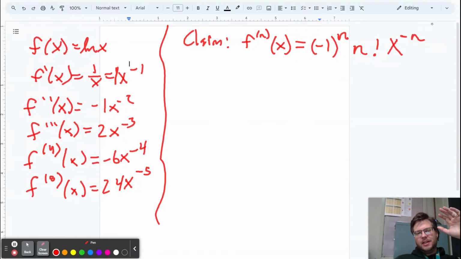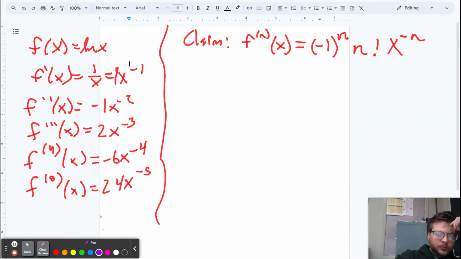Now, I think I have to fix this because I'm noticing that the first derivative is positive, and then it's negative, and then it's positive. That means when n equals 1, I need it to be positive. So I'm going to make this n plus 1. Because when n equals 1, n plus 1 is 2, and negative 1 to the second is positive. When n equals 2, n plus 1 is 3. I could have also done n minus 1.